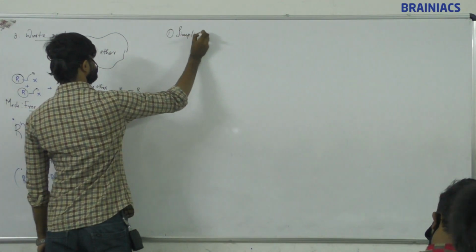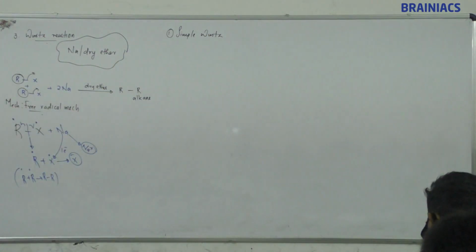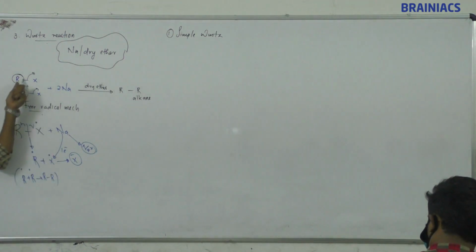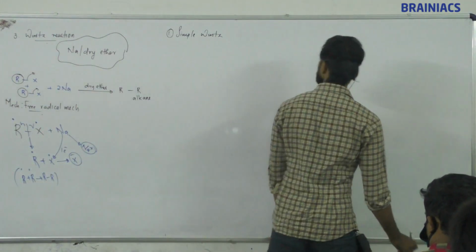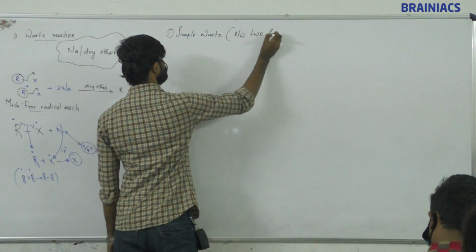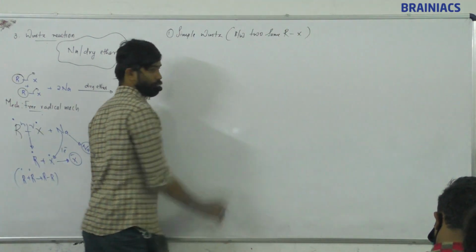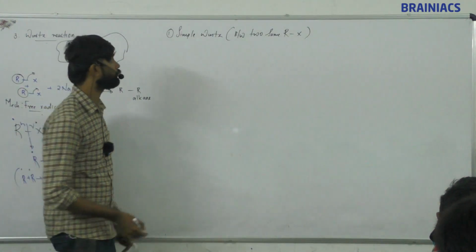Simple Wurtz. In bracket, simple Wurtz reaction means the two alkyl halides should be the same. They should be the same. In bracket, between two same RX. If the Wurtz reaction is between two same RX, then it is said to be simple Wurtz reaction. Listen.